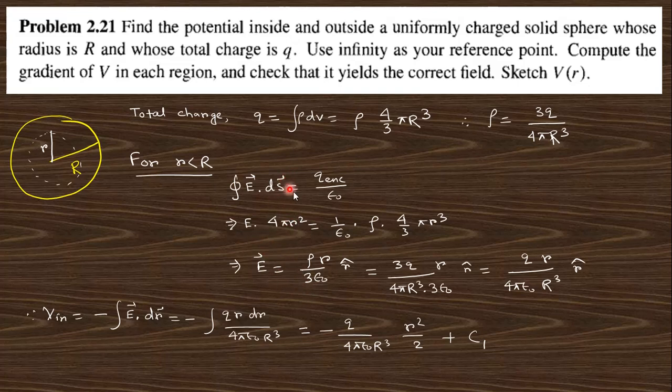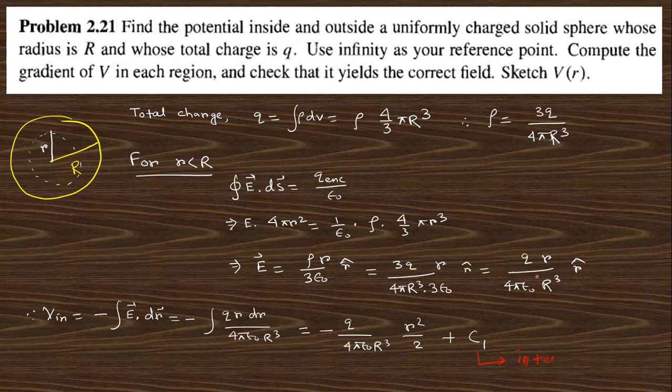The electric field can be found from Gauss's theorem. If we take a Gaussian surface, then E into ds equals Q enclosed by epsilon naught. So Q enclosed is rho into 4/3 pi r cubed. Finally we get this electric field, and after getting the electric field, we can find the potential, minus E dot dr, and finally we get this potential. Here C1 is the integral constant.